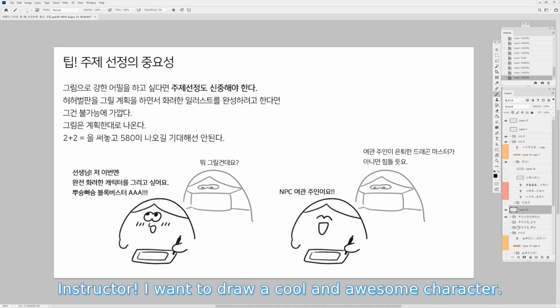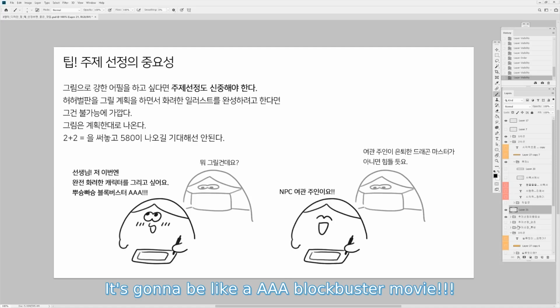Let's see an example. Instructor, I want to draw a cool and awesome character. It's going to be like a AAA blockbuster movie. What are you going to draw? An NPC tavern keeper. That'll be hard, unless that person is a retired dragon master. Like that, if you make a tavern keeper who would use fire and water magic, wearing a set of shining armor with a cape flapping cool and all, they won't look like a tavern keeper at all. It's so far off the theme, it's rather the opposite of it.